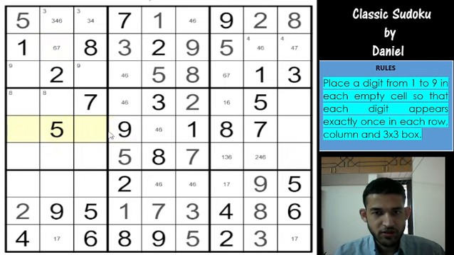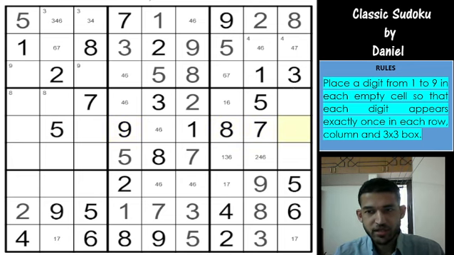Okay, let us look at row 5, because rows 4, 5 and 6 do not have that many pencil marks to help us continue. 1, 5, 9, 7 and 8. So remaining digits are 2, 3, 4 and 6. Can't have 3 and 6 here, so that's 2 and 4. Not 2 and 4, so that's 3 and 6, and that is 2, 3, 4.